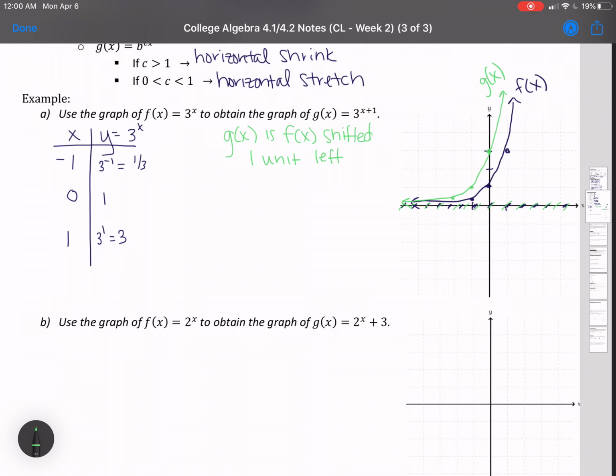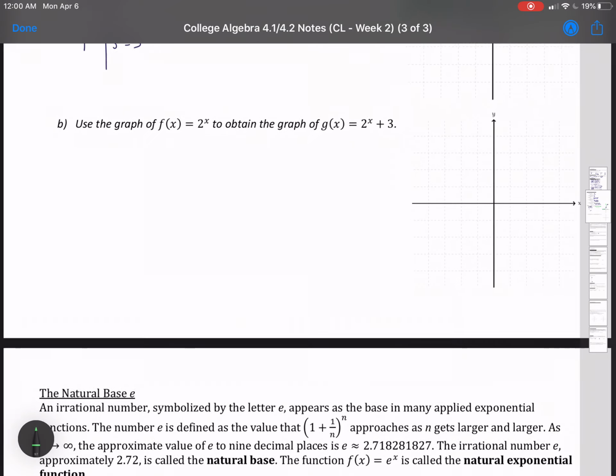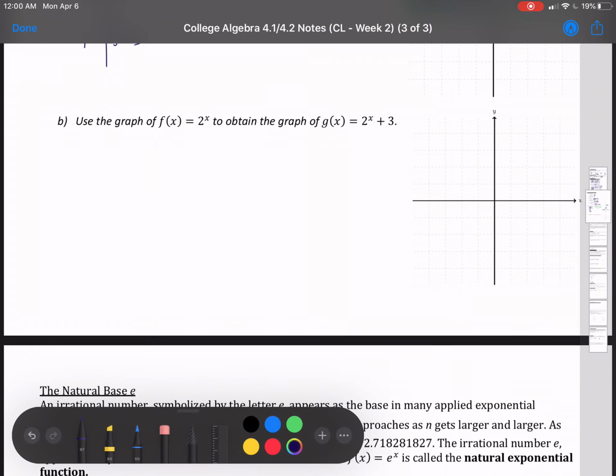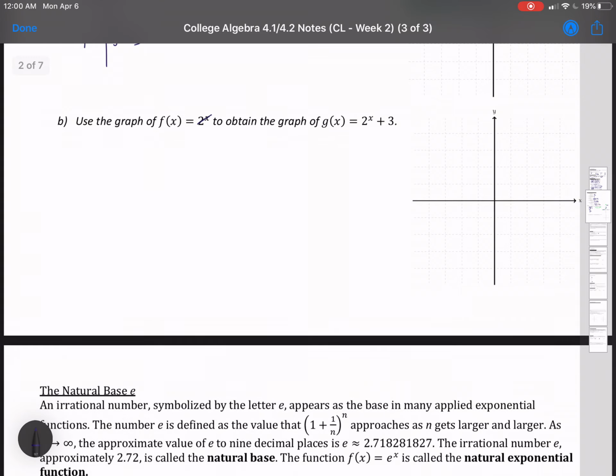Okay. So now let's look at b. I'm going to actually change b a little bit. So you use the graph of f of x equals 2 to the x power. Let's change that so that way we see a decreasing function. Let's make this 1/2 to the x power. Okay, so start off with making your same general table.